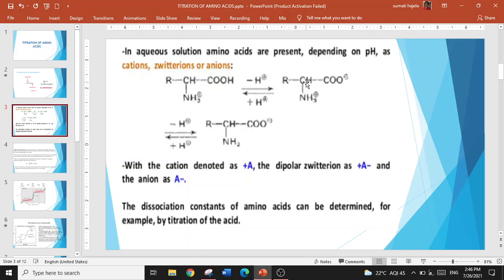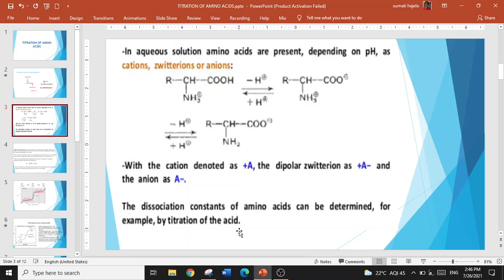And this zwitterion is now accepting a proton, and this species forms. When it loses a proton, this species forms. This is the proton acceptor, and this is the proton donator. The dissociation constant of amino acids can be determined, for example, by titration of acid.